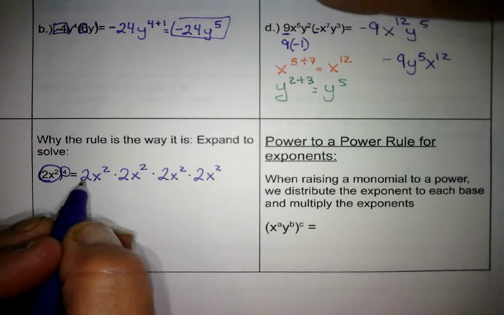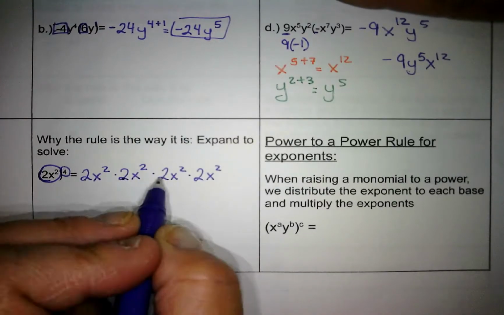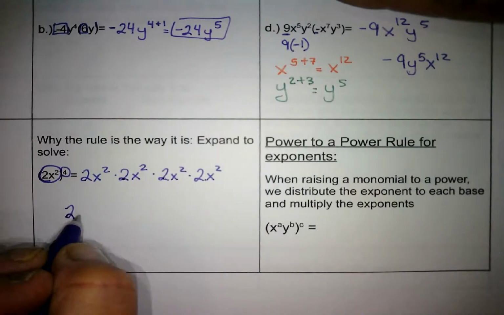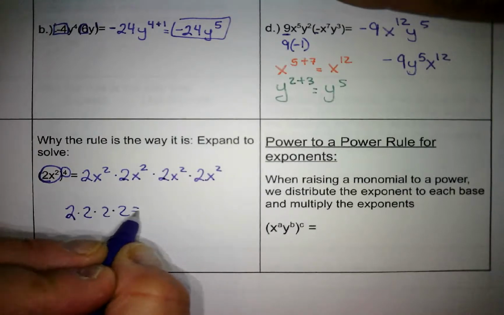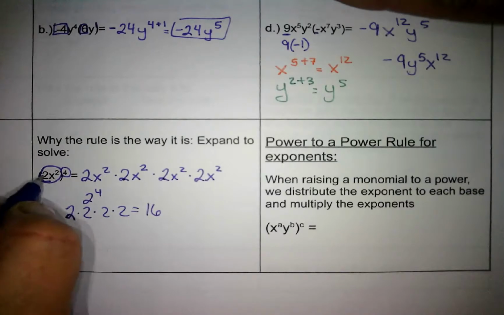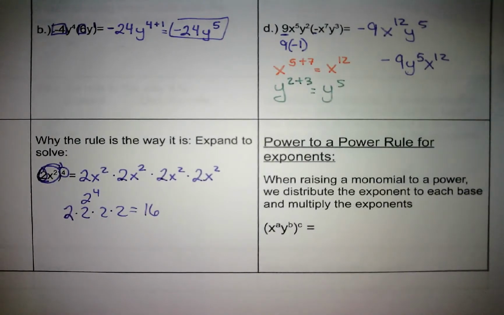So we have 2 times 2 is 4, times 2 is 8, times 2 is 16. So we have 2 times 2 times 2 times 2, which is 16. It's the 4th power. So if we have a coefficient here, we have to raise it to that 4th power, or whatever power is inside the parentheses.